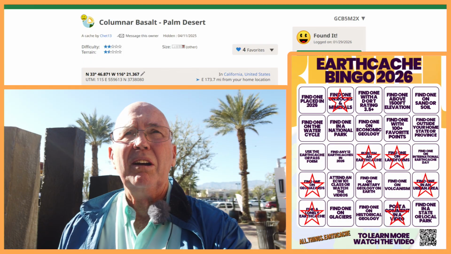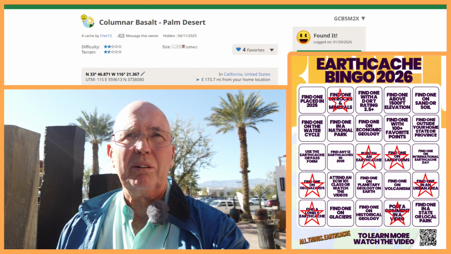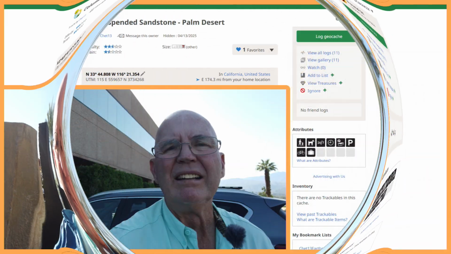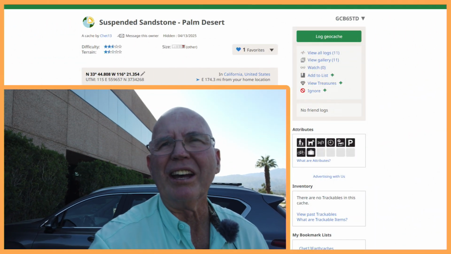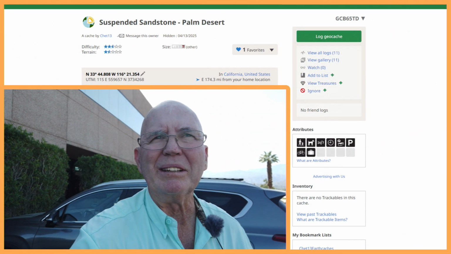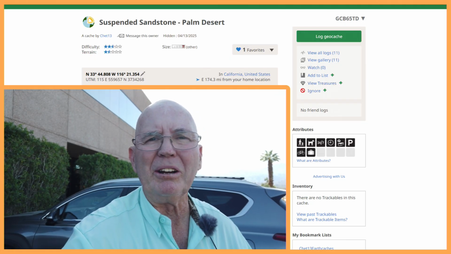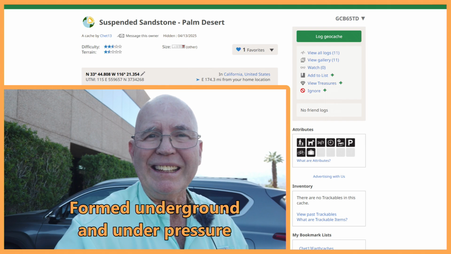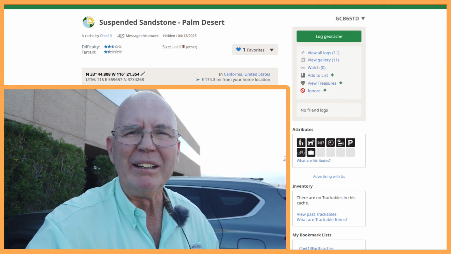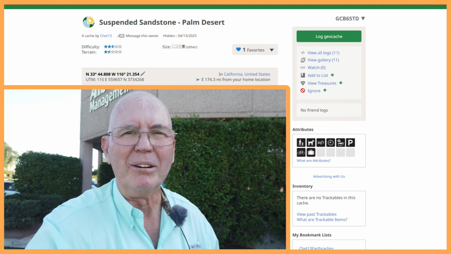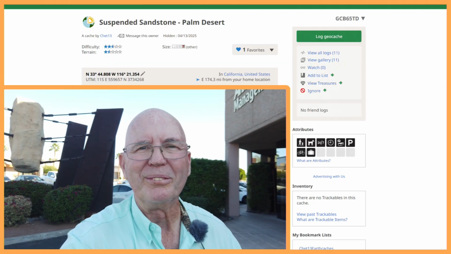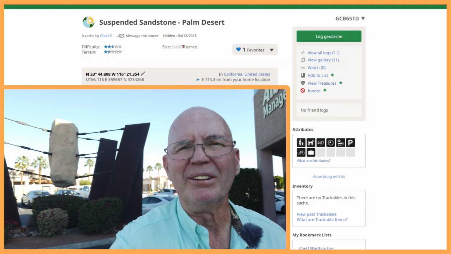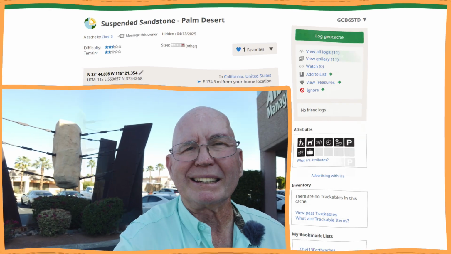Earlier we looked at ripples in sandstone. Now we're going to go a couple miles and we're going to learn about suspended sandstone. The title of this Earthcache had me intrigued because sandstone is a sedimentary rock formed low and suspended. How? Well, how about in a piece of art? Like this one. So you know the routine. I need to gather some information and then I'll be right back.